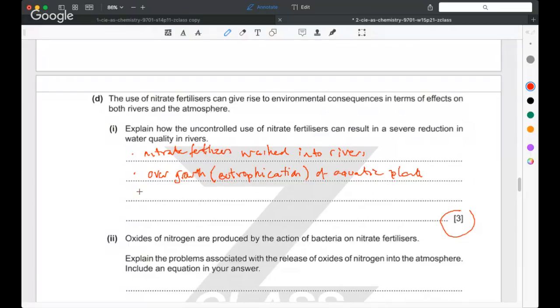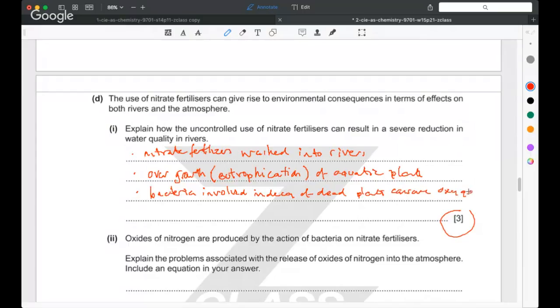And when those plants die, then the bacteria that assist in the decay of those dead plants consume oxygen from the water. So bacteria involved in the decay processes of the dead plants, all the overgrowth, consume oxygen that's dissolved in the water.